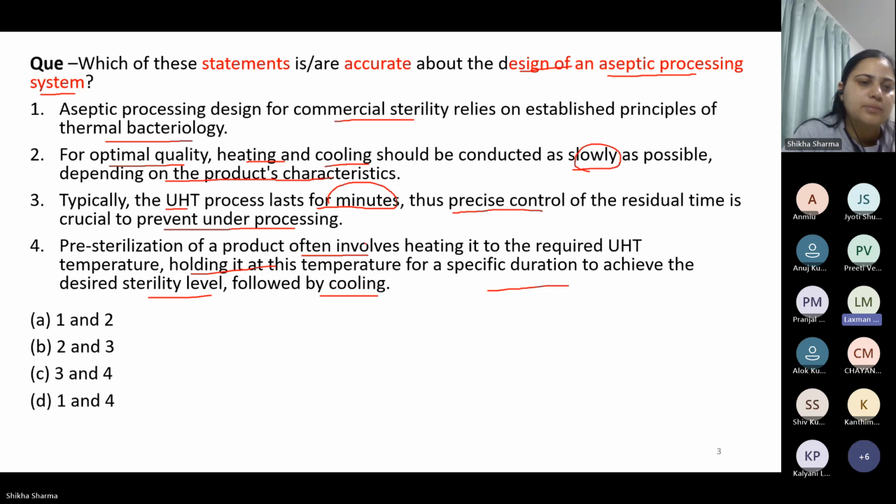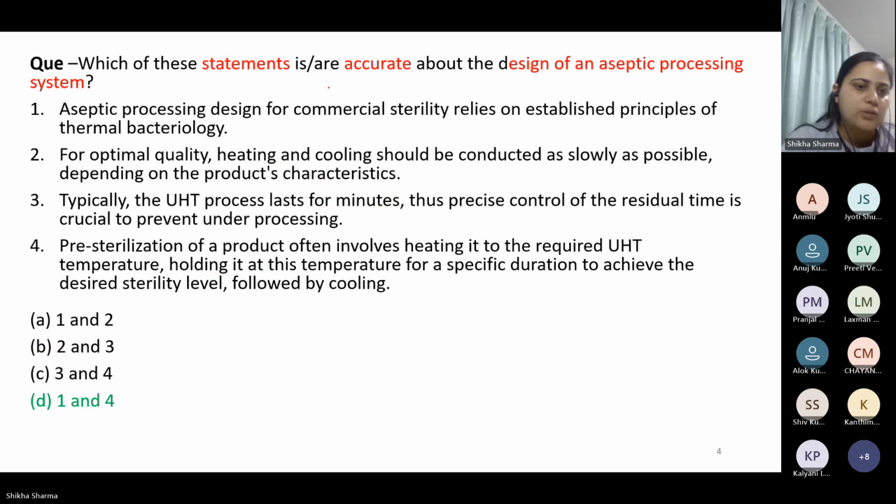Option B, madam. Statements 2 and 3. Option B. Option D, ma'am. 1 and 4. So we are talking here about accurate statements. So the answer is D, options 1 and 4, not option B.